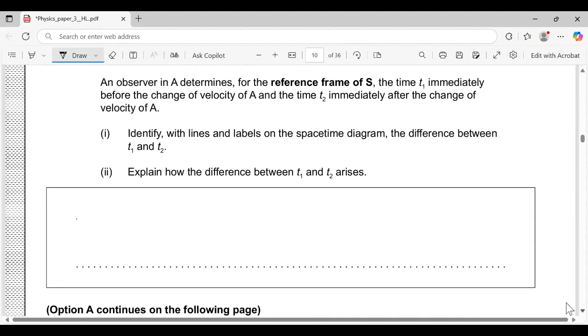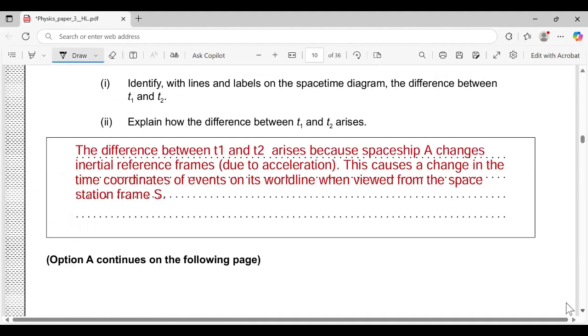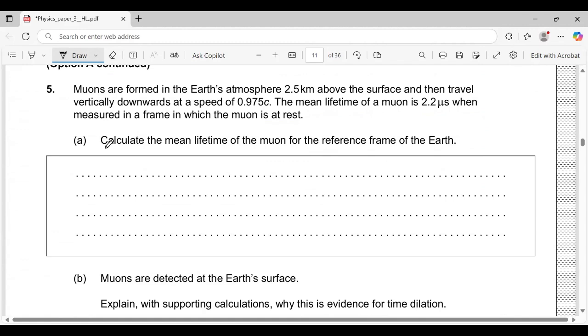Explain how the difference between t1 and t2 arises. I have provided my explanation about this question. Let's continue. Muons are formed in the Earth's atmosphere 2.5 kilometers above the surface and then travel vertically downwards at a speed of 0.975 c, where c is the speed of light. The mean lifetime of a muon is 2.2 microseconds when measured in a frame in which the muon is at rest. Calculate the mean lifetime of the muon for the reference frame of the Earth.